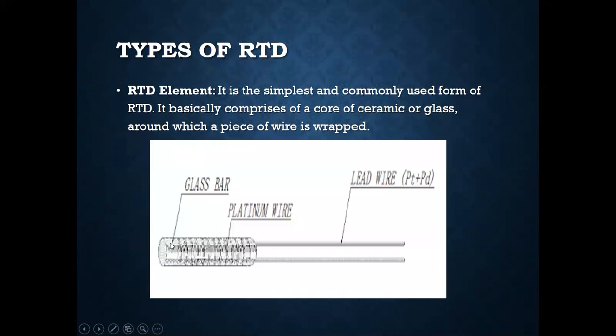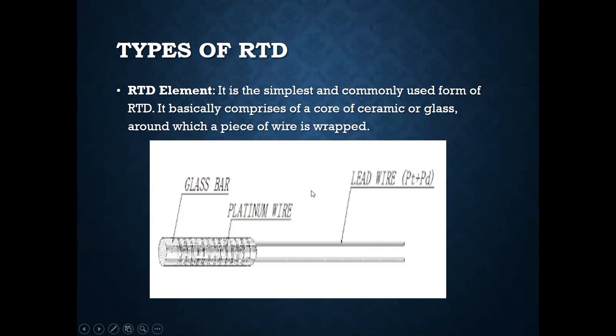Here you can see that this is a glass rod. These platinum wires are wound around the glass rod, and the wire connecting the RTD sensor and the readout device, we call it lead wire.